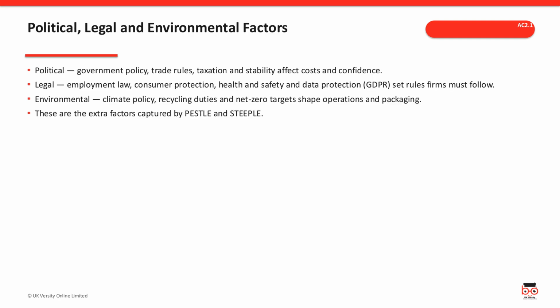These are the extra factors that PESTLE and STEEPLE bring in. Political factors, such as government policy, trade rules, and taxation, affect both costs and confidence. Legal factors set the rules firms must follow, from employment law and consumer protection to data protection under GDPR. And environmental factors, like climate policy and net zero targets, increasingly shape how goods are made and packaged. For a modern UK business, none of these can be ignored.